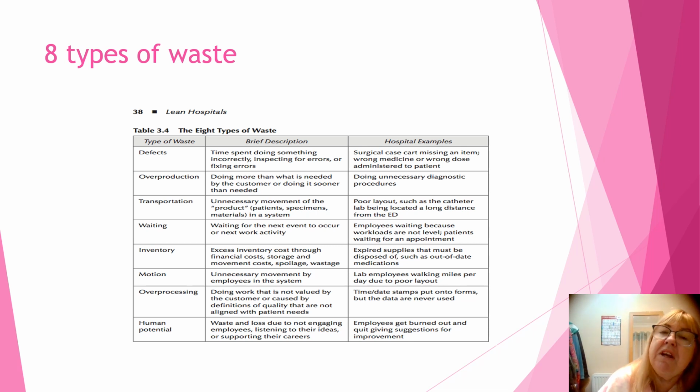Human potential, which I think is very interesting. Very often you see this list of 7 types of waste and they leave off the human potential. I decided I'd show you this one because I think it's really relevant. Waste and loss due to not engaging employees, listening to their ideas, or supporting their careers. People leave the job because they get fed up.